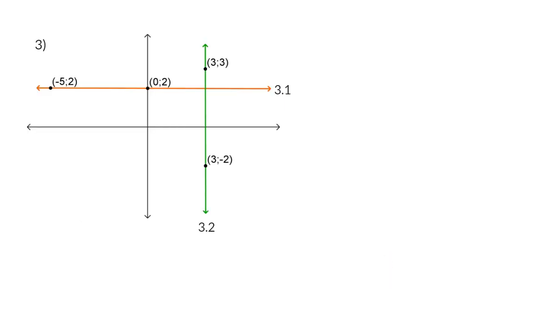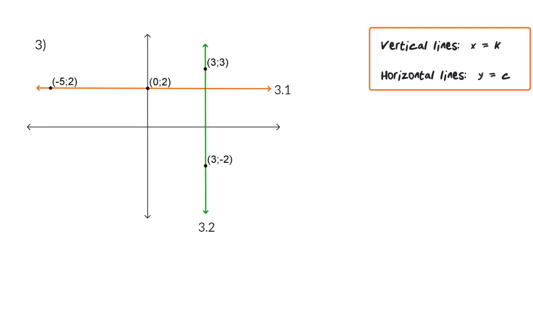In example 3, we have a horizontal and vertical line. So you need to know that these are the exceptions and will not have an equation in the normal standard form. So for the horizontal line 3.1, we need to find the constant y value, because for a horizontal line, the y value never changes. So here the equation is simply y will always be equal to 2.